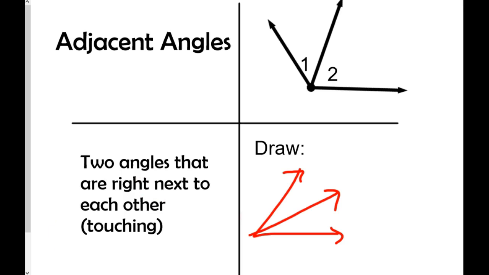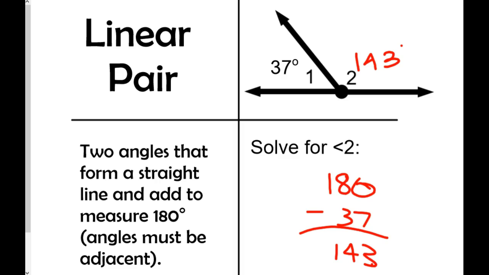All right, next one is linear pair. So notice, in the name it tells you, linear means it makes a straight line. Pair, there's two of them. So two angles together that make a straight line, and they're adjacent. So they're touching, making a straight line. And if you're given one angle, you can get the other angle by subtracting it from a straight line, which is 180. Okay? So make sure you fill that in.